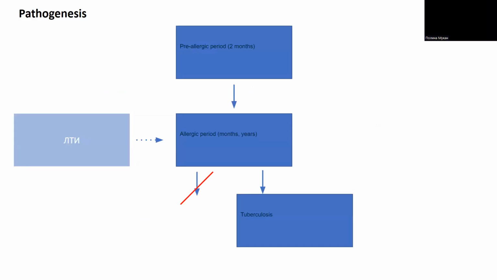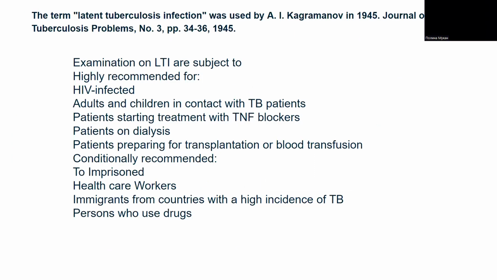Pathogenesis. The term latent tuberculosis infection was used by Garamonov in the Journal of Tuberculosis Problems. The risk groups include adults and children in contact with a tuberculosis patient, patients undergoing treatment, patients on dialysis, patients preparing for transplantation or blood transfusion, and, conditionally recommended, health care workers and persons who use drugs.